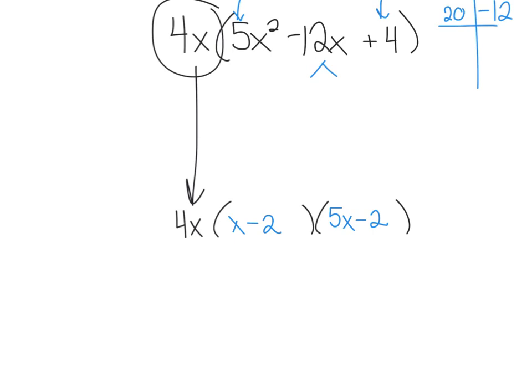Okay, you should have gotten 4x times 5x minus 2 times x minus 2. Remember, you could guess and check, because 5x squared, I know the leading first terms have to be x and 5x. There's no other way to multiply two terms and get 5x squared. So that makes it a little bit easier.